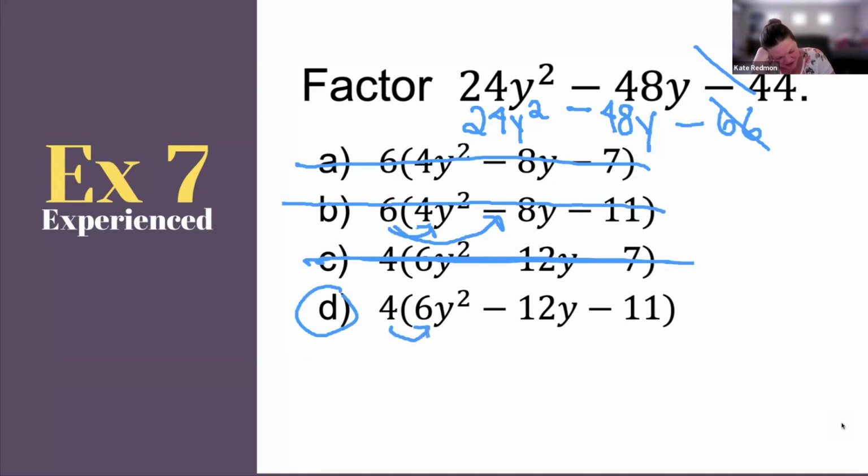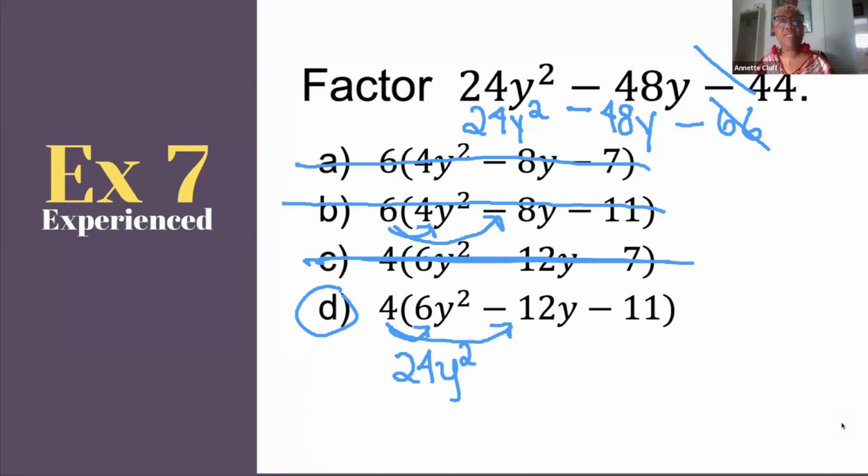4 times 6y squared is 24y squared. Good. 4 times negative 12y is, well, that's negative 48y. Good. Our first 2 terms have been working out this whole time. How about our last term? 4 times negative 11 is, of course, negative 44.